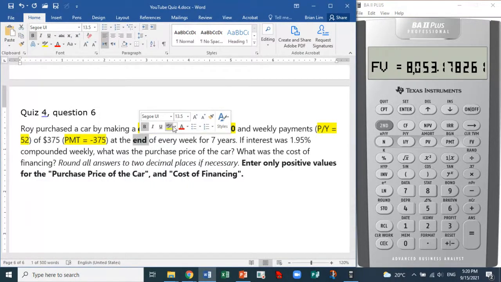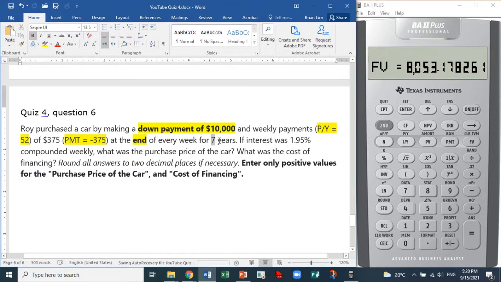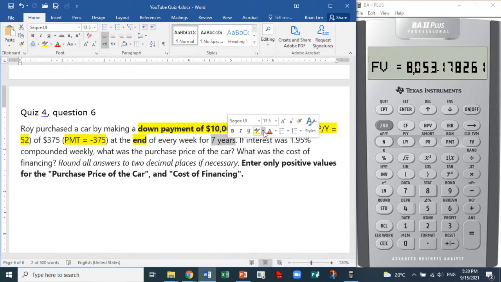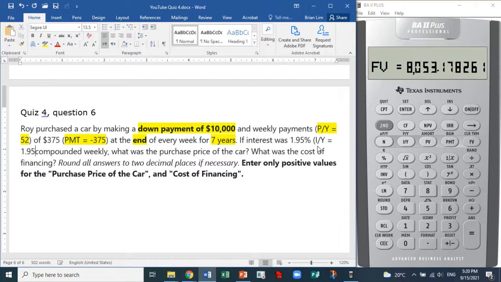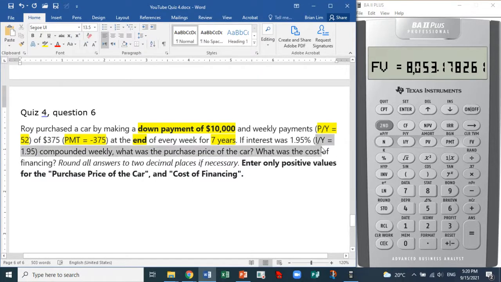End is important. Like I told you before, you'll see big N show up in a little while. 7 years. As we go on to the next quiz, we'll see big N. If interest was 1.95%, so that is IY is equal to 1.95 compounded weekly. What was the purchase price of the car?